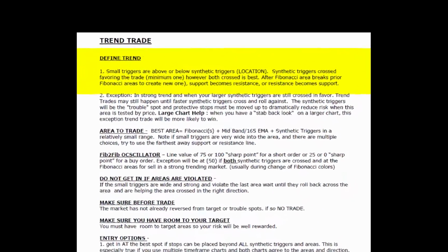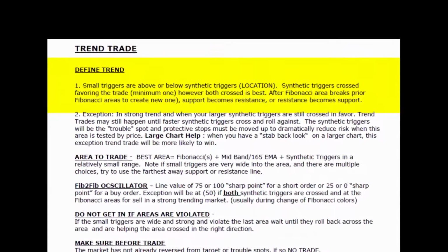In this lesson, I would like to go through the trend trade rules with you. Now, the first rule in a trend trade is going to be location of our small triggers relative to our synthetic triggers. In the rules, you'll see again our small triggers above or below our synthetic triggers. Now, if you're using a larger chart, you may only be using one synthetic trigger. If you're using a smaller chart, you may be using two synthetic triggers.